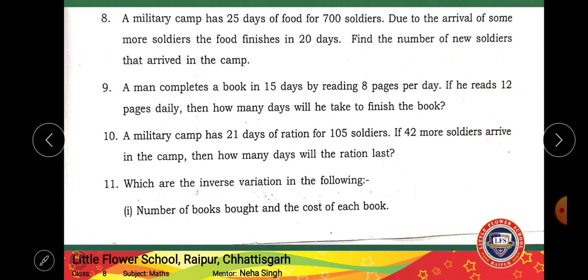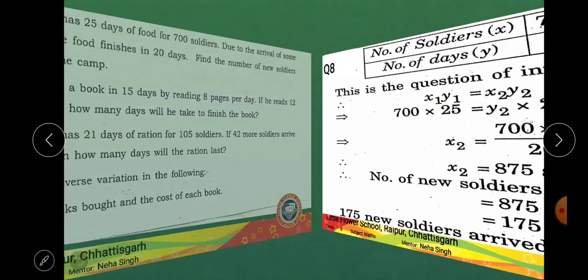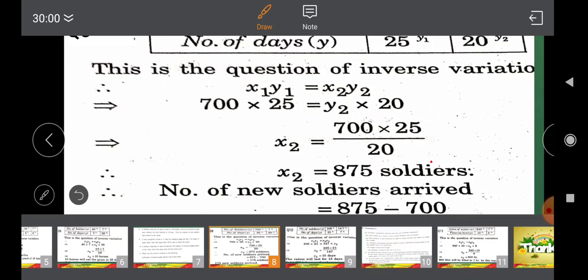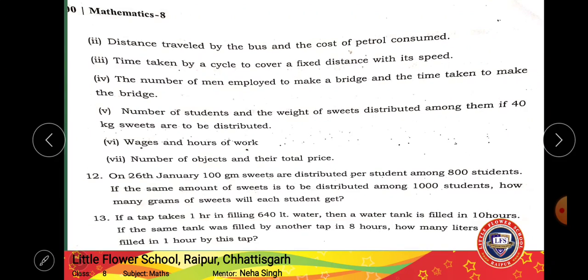Eleventh question. Which are the inverse variation in the following? Number of books bought and the cost of each book. Will it be inverse variation? If the number of books increases, the cost will also increase. So it is direct variation and not inverse variation, right? Moving on to the next, second part. Distance travelled by the bus and the cost of petrol consumed. The more distance travelled, the more the cost of petrol will be. So this is also direct variation.